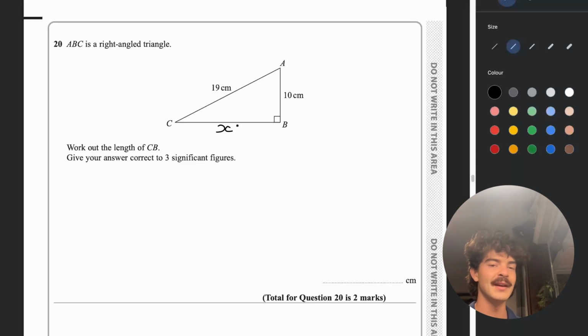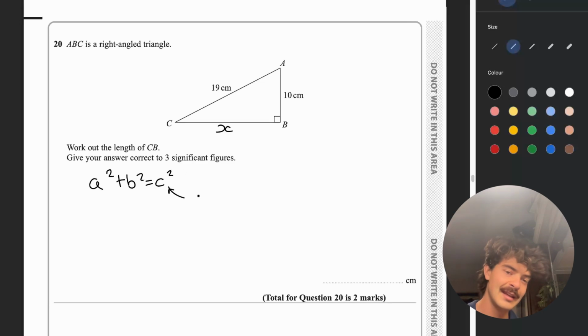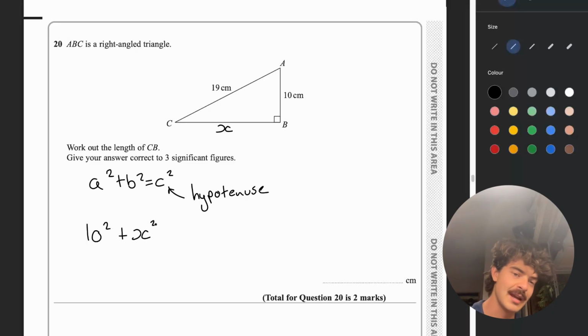But here it's Pythag. Now, the Pythagorean formula is a squared plus b squared equals c squared, where c squared is our hypotenuse. Our hypotenuse is the longest side. So actually, in this case, I'd start by just filling in your values. A and B are interchangeable, by the way. You're more than welcome to interchange them. They're just the two shorter sides. So let's say A is our 10. B is our mystery side. So let's make it x squared because we've labelled it x. And then C is going to be our 19 squared.